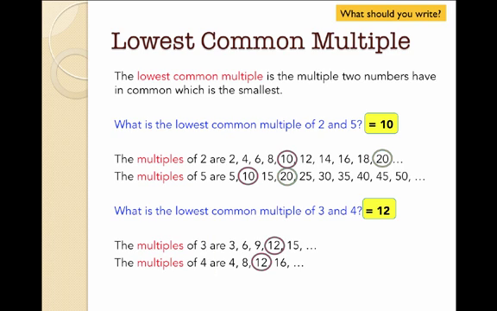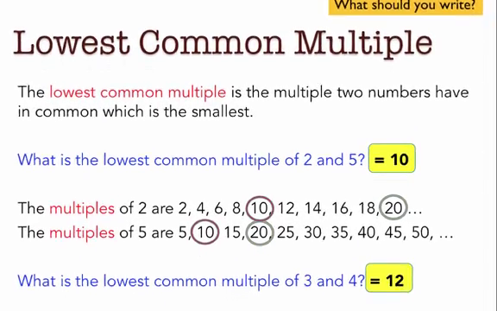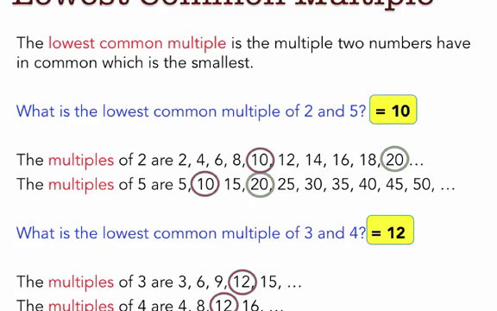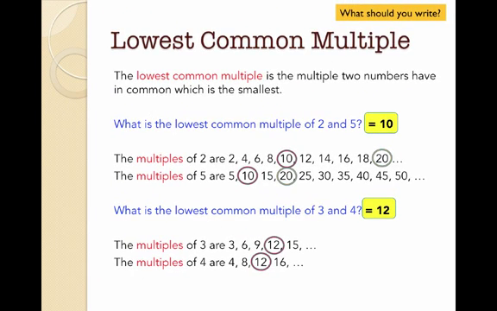So what should you write down? Well, this page right now is a good start. There's a heading, there is a definition of the lowest common multiple, and then there are two examples that you can put in your book to refer to later on. So pause the video and get it down.